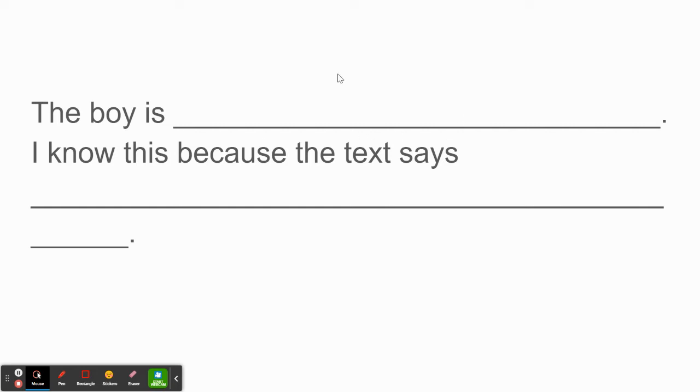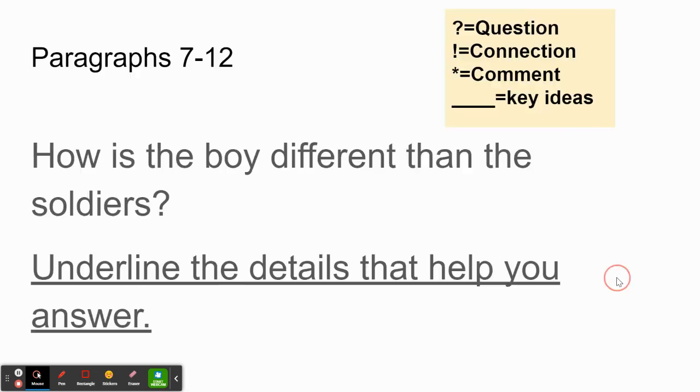So the boy is where, and again, not just the name of the place, but what's going on there. And I know this because the text says, so what did you underline that makes you think or know that?